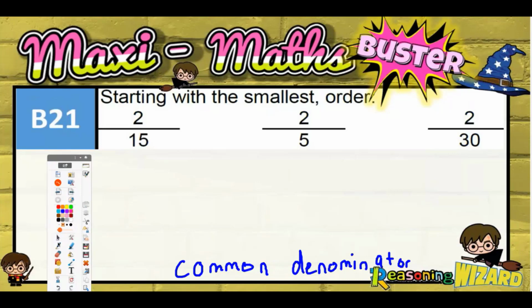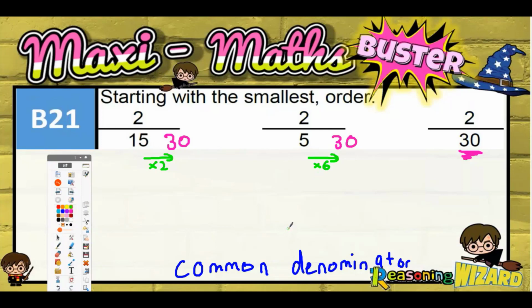And it's always easier to turn the two smaller denominators into the larger one. So we've got a 30. So we're going to try and turn this 15 into a 30. We're going to try and change the 5 into a 30. So let's see how we can do that. Well, to get from 15 into 30, that's easy. We're just going to double it. And to get from 5 into the 30, that's easy. We're going to times by 6.